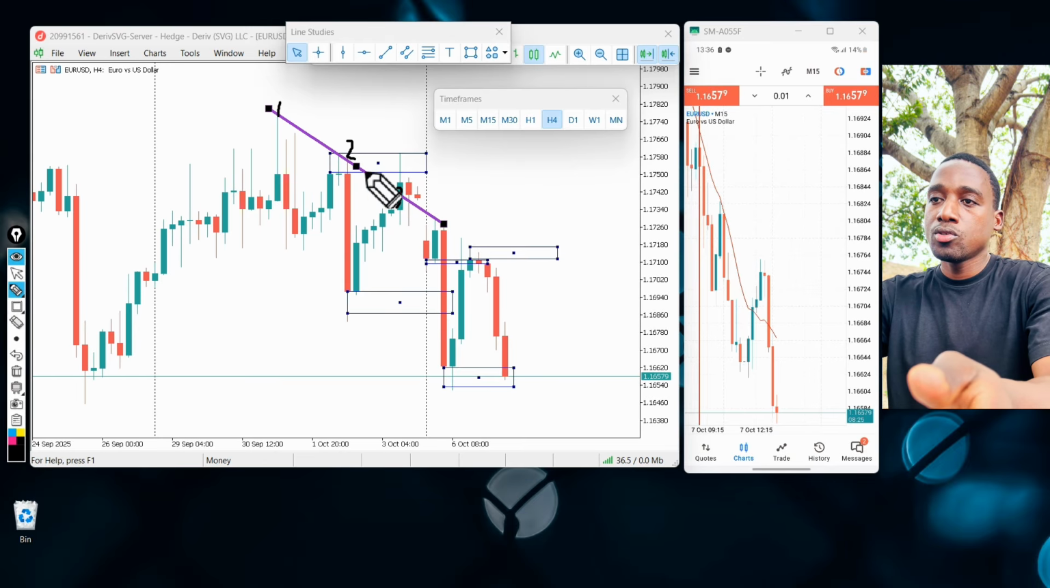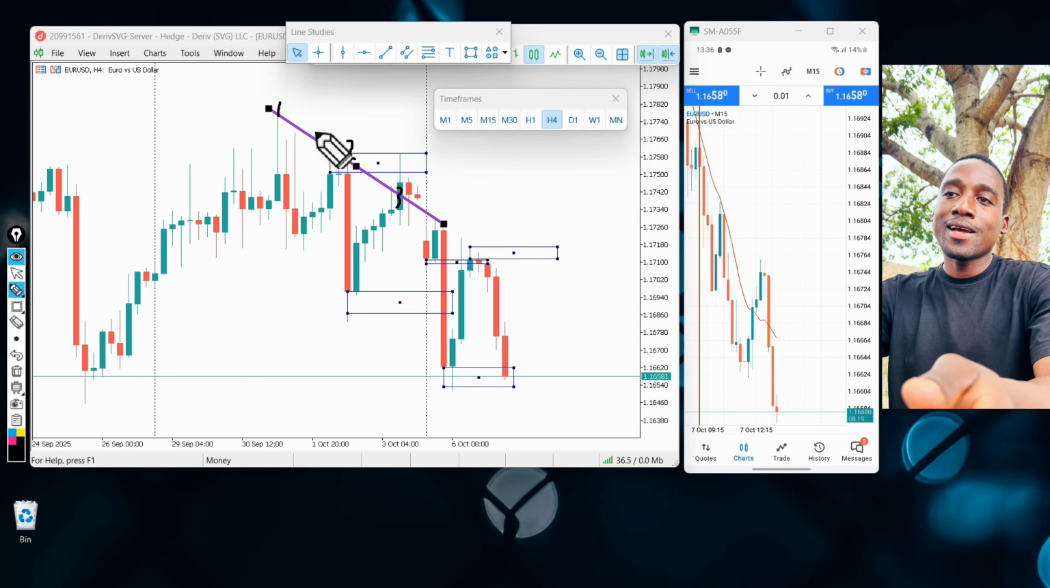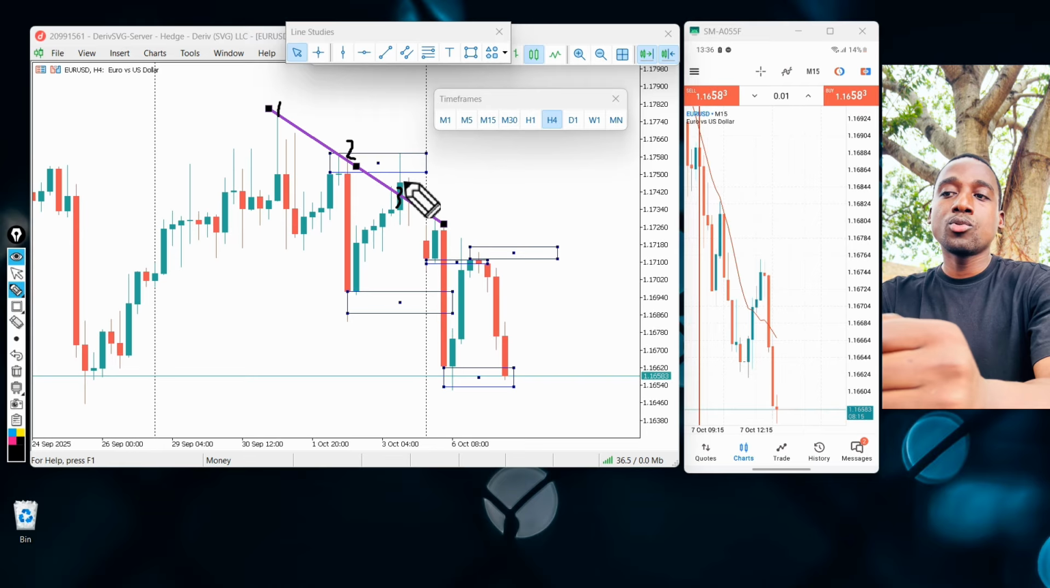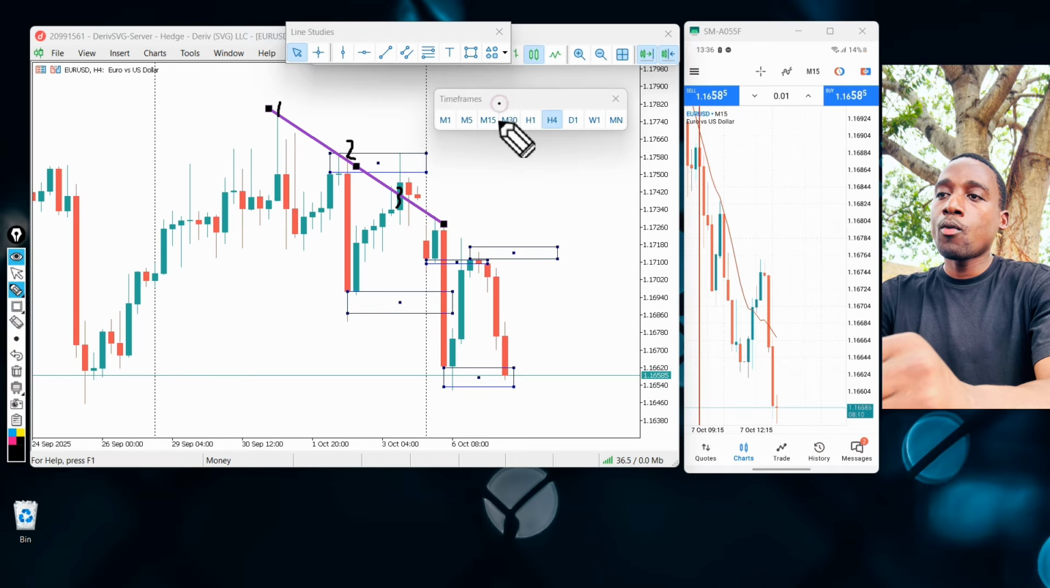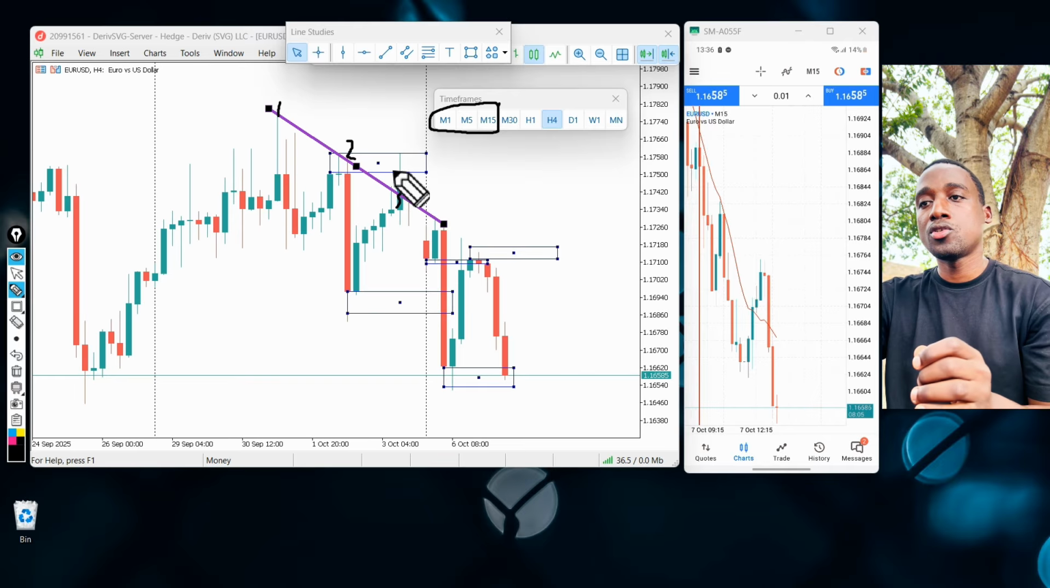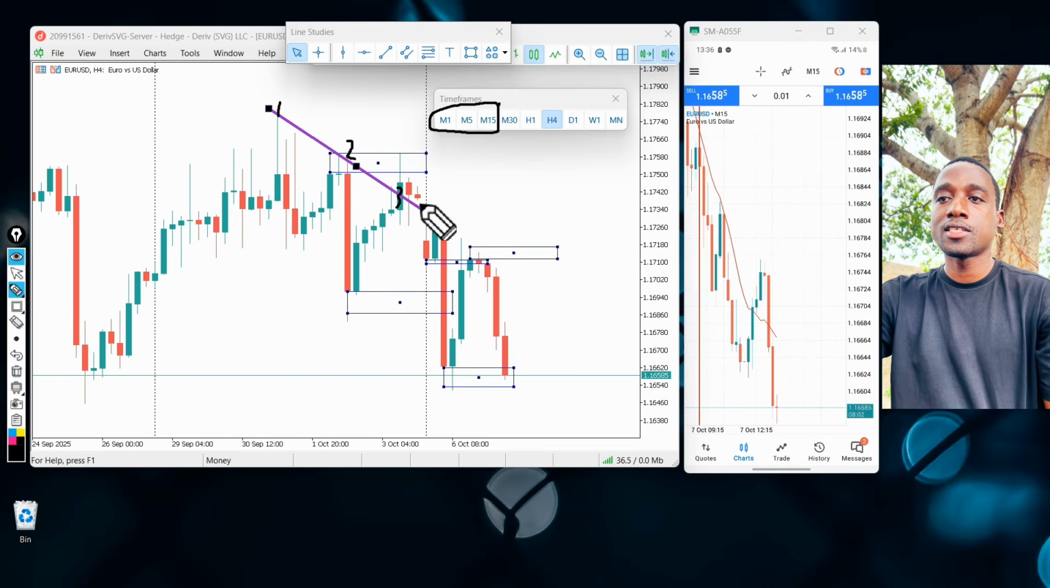So what you do, you just place the line like that. And then you mark your resistance above. If you like to rely on the trend line only, you can do that. You can do that, but you must be aware of the small time frame that you need to confirm the entry using. So there are certain rules that you need to develop around this when you're using the trend line.